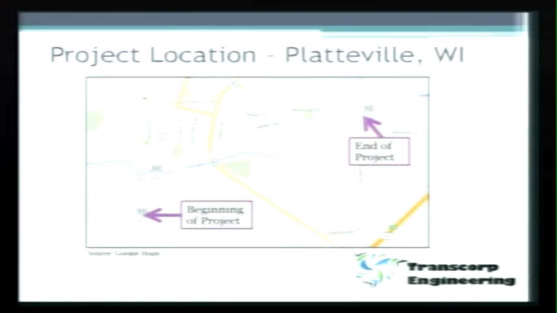So first things, the project location. The beginning of the project starts in the bottom left of your screen. That's at the Pioneer Road East, Business 151 intersection. It travels along Business Highway 151, goes across South Water Street, and terminates at the East Side Road, Business Highway 151 intersection near Kmart.